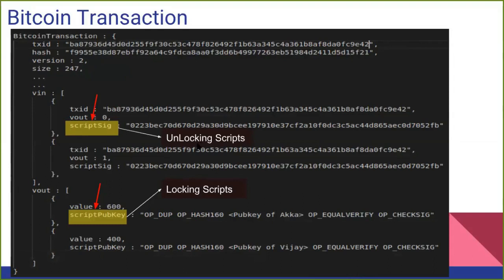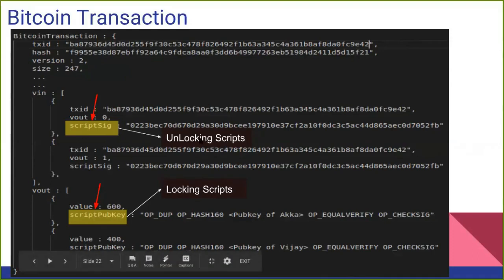Now we have to understand why it is called unlocking script and why it is called locking script. This is interesting. So let us think about this first. I'm saying that only Akka should be able to spend, which means that you are locking the 600 rupees to a particular public key. Similarly, you are locking the 400 rupees to Vijay's public key. That's why it is called locking script, because nobody else should be able to spend.